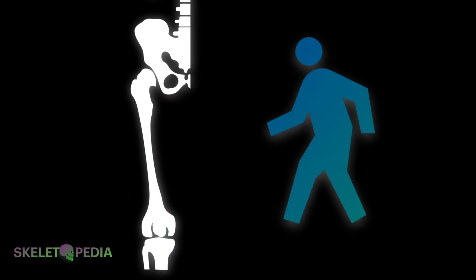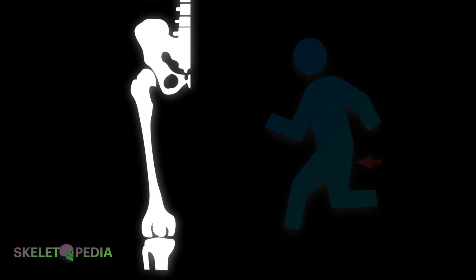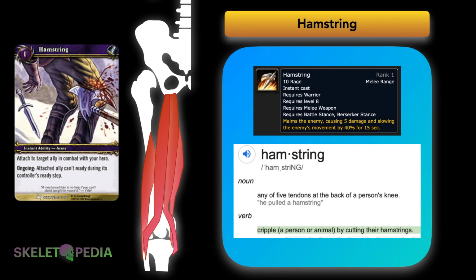The reason is because the primary function of the hamstring is to flex the knee joint, such as during the gait cycle. When the knee is flexed, the hamstrings also assist with hip extension. For those video game players out there, you'll notice that hamstring is a move in the game Warcraft, which significantly slows the enemy's movement speed. See, who knew video games could teach anatomy?